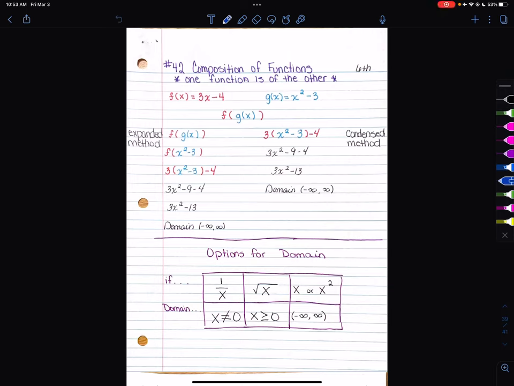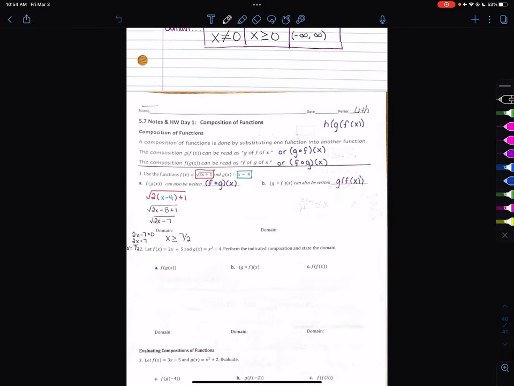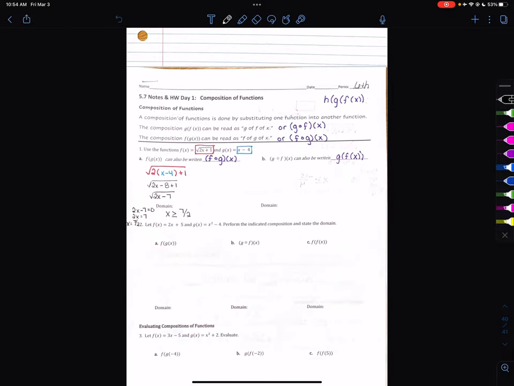Hi everyone, I'm going to go ahead and get started with today's lesson on composition of functions. What you're going to need to have in front of you are the notes that we started out with yesterday. So this paper right here, as well as 5.7 notes and homework with the composition of functions.